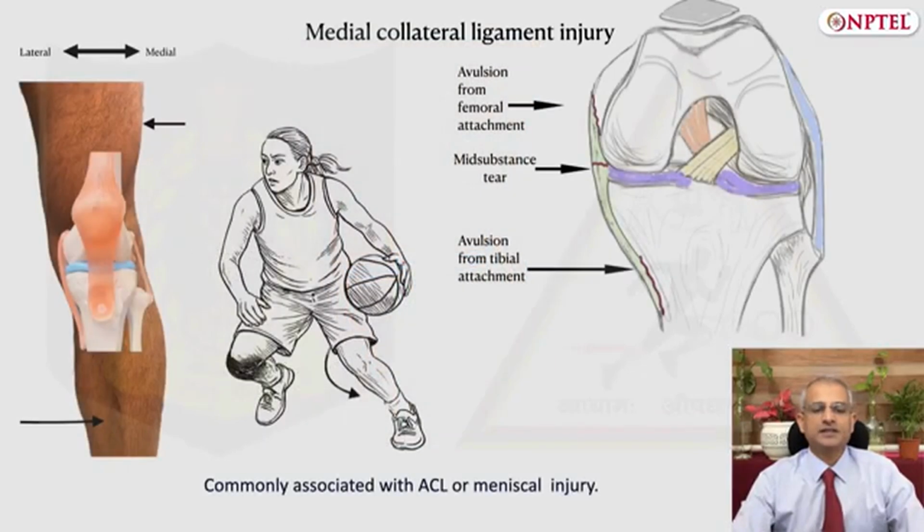Next in the list are the collateral ligament injuries. The MCL or the medial collateral ligament is injured when there is an excessive valgus stress, as when there is a lateral blow to the knee and the foot is planted, as shown in this figure. MCL tears are often associated with ACL or meniscal injuries.